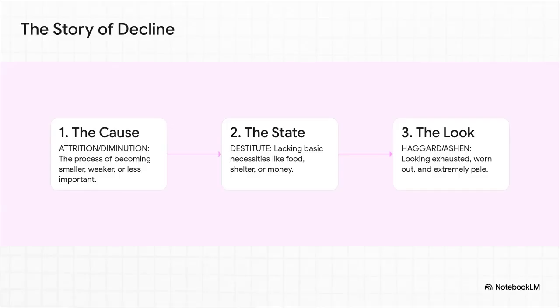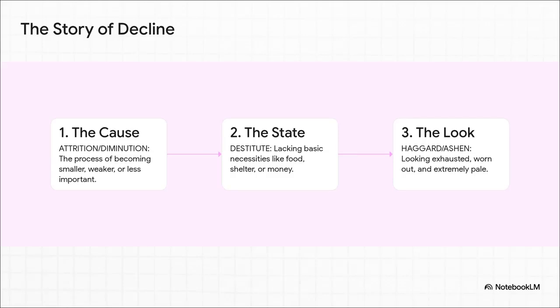A long war, for instance, might end through attrition, as both sides just run out of soldiers. Diminution is a bit more general. It just means something is getting smaller or less. There was a clear diminution in his interest for the project. Now, this decline can lead to being destitute, which means being extremely poor, without basic things like food or a home. The long illness left the family destitute.